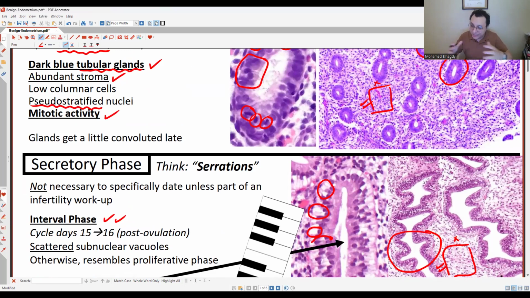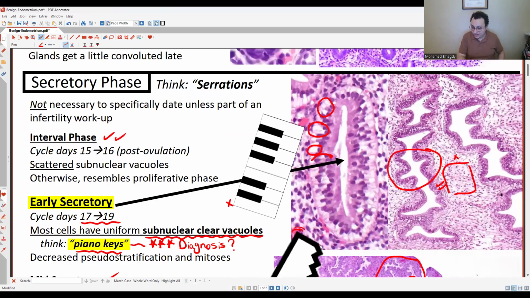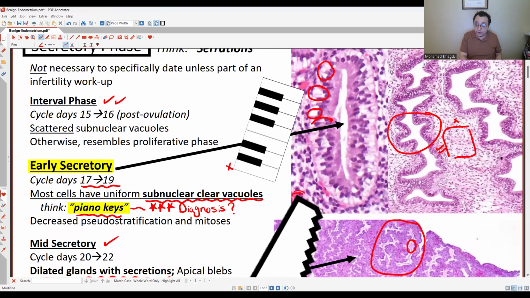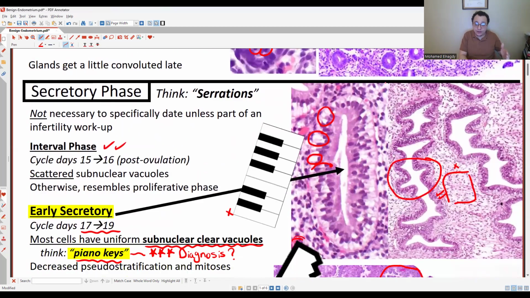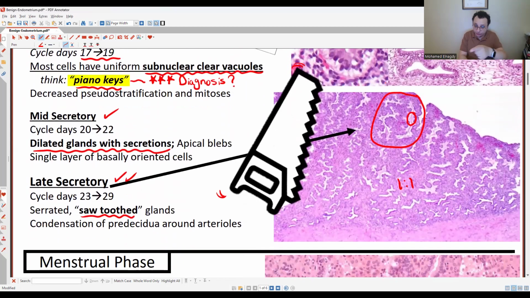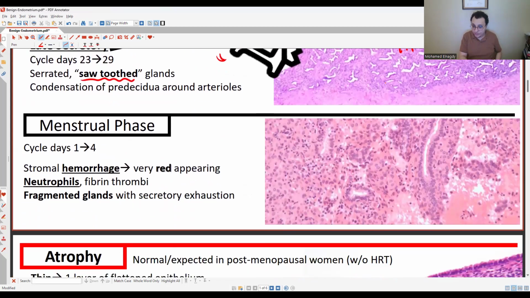Loose, edematous stroma is secretory. Make sure you know the changes in the glands and the changes in the stroma, because sometimes the stroma confirms the diagnosis from the glands. So there we go. We have proliferative, early secretory, and late secretory, which is the sawtooth and piano keys.